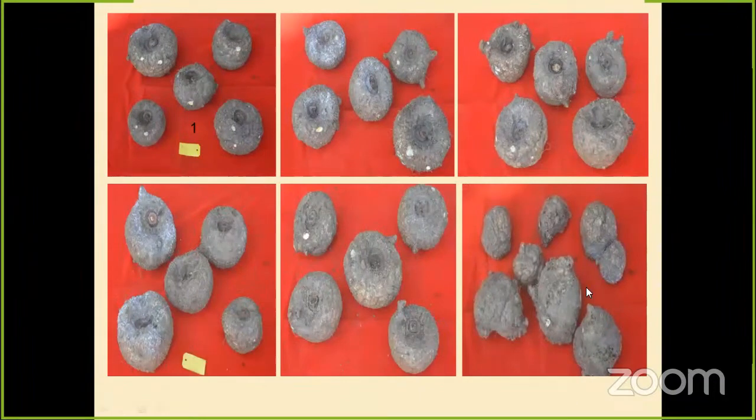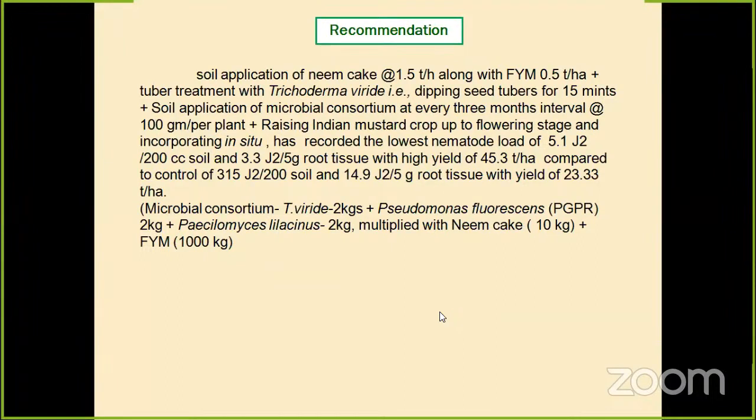If you see here, this is the control plot where the tubers are totally malformed or misshapen with a lot of galls here and there. If you see the integration treatment 5, the tubers have good shape, which is very good, where the farmers can get high yield and high price. So with this, our recommendation is soil application of neem cake along with FYM, and treated seed tuber treatment going for planting, and raising of Indian mustard crop up to flowering stage and incorporating in situ, which has recorded the lowest nematode population and the highest yield of 45.3 tons per hectare.